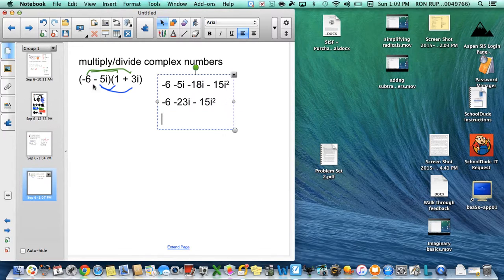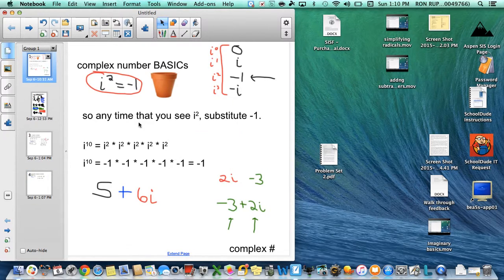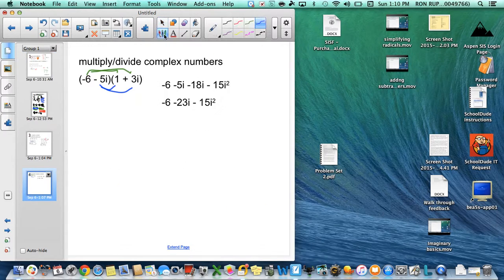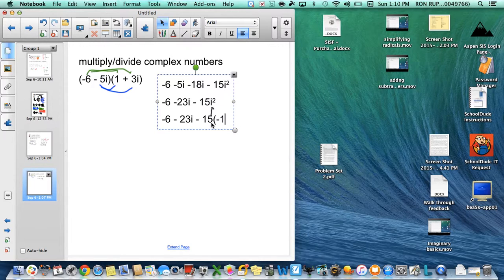Now, if you remember from way back here, anytime you see i squared, substitute negative 1. So here's an i squared. Let's change that to, rightfully so, negative 1. Negative 6 minus 23i minus 15 times negative 1. So we get negative 6 minus 23i plus 15, because negative 15 times negative 1 is plus 15.